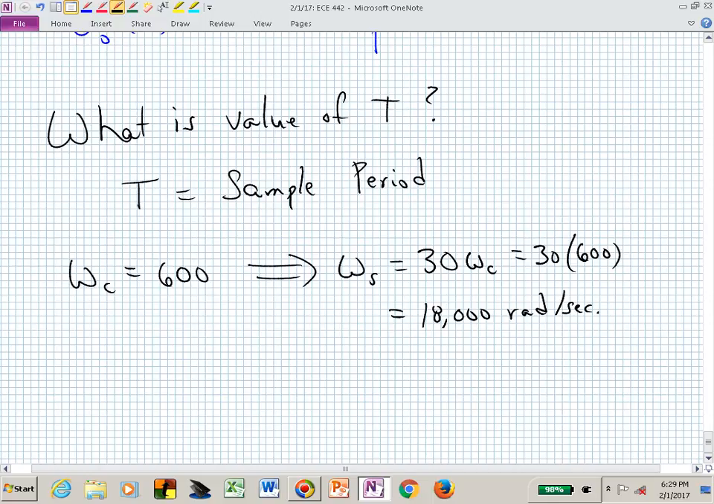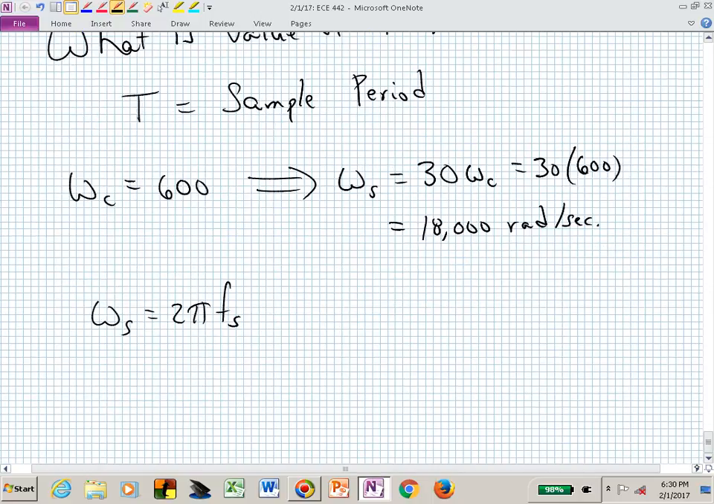How do we find a capital T from that? What were you supposed to remember until you retire? 2 pi f. So there's our sampling frequency. And how is f sub s related to T? It's the reciprocal. So omega sub s is 2 pi over capital T, so that now we know that capital T is 2 pi over omega sub s.